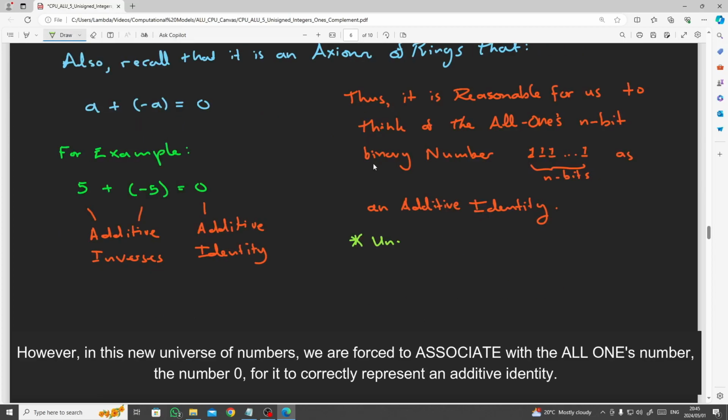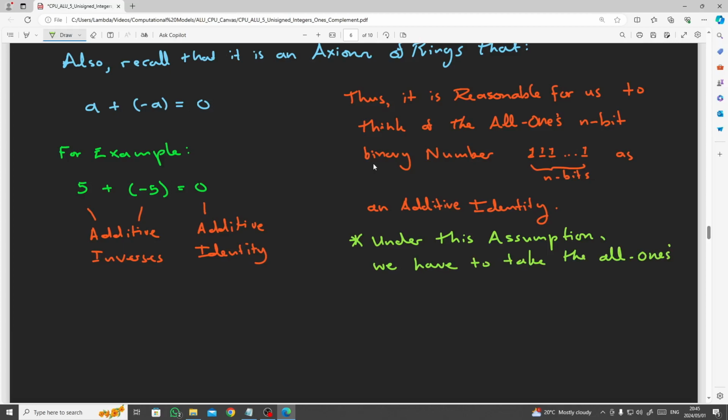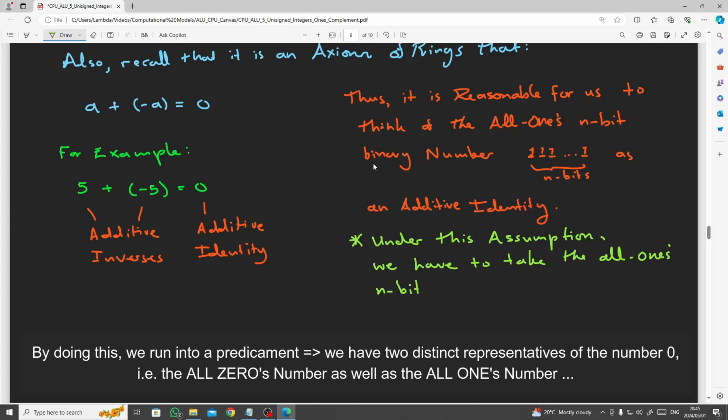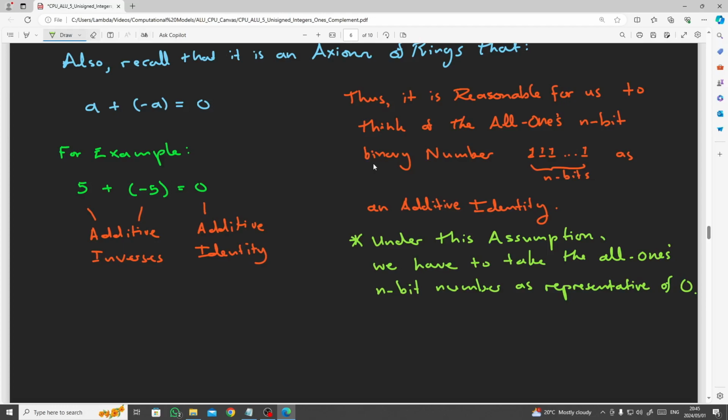However, in this new universe of numbers, we are forced to associate with the all ones number the number 0 for it to correctly represent an additive identity element. By doing this, we run into a predicament. In other words, we have two distinct representations of the number 0. It is the all zeros number, 0, 0, 0, 0, 0, as well as the all ones number, 1, 1, 1, 1, 1, 1, both representing the number 0.